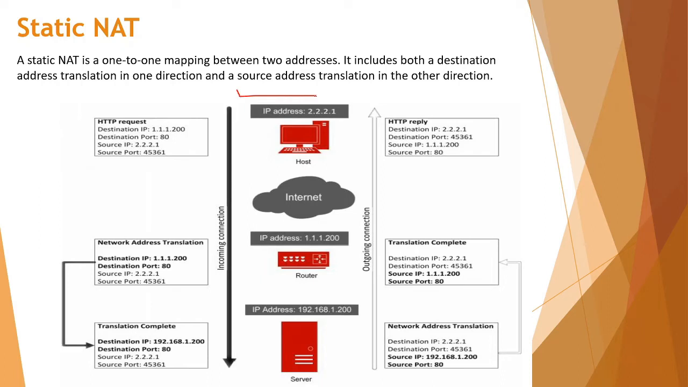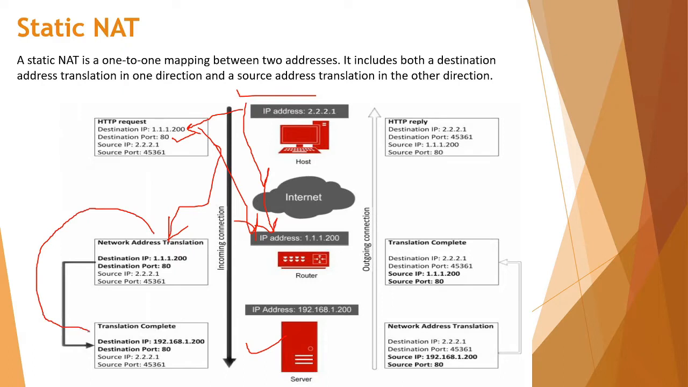From the internet, the client is requesting HTTP traffic to access this web server on port number 80. So for the client, the destination IP is the outside IP of the router. Once the packet arrives here, the destination will be NATed to the actual destination. As I told you, destination address translation happens in one direction. So in this direction, the destination will be NATed.